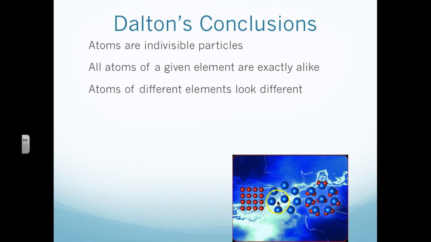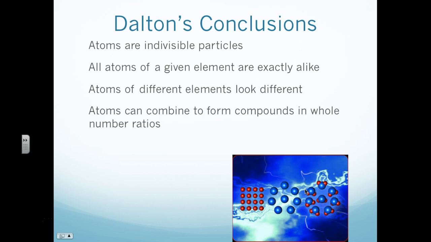However, atoms of different elements look different. So notice the hydrogen atoms are nowhere near as big as the oxygen atoms. So these look totally different. They have different sizes, aka different masses. They have different colors, in this case I'll visualize, but they are totally different. So hydrogen is different than oxygen. Oxygen is different than gold. Every element is different than a different element. But if they're the same element, then they're exactly alike.